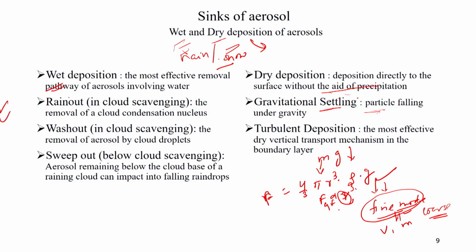The important and very significant sink is wet deposition, the most effective removal pathway of aerosols, involving water. When particles are there in the atmosphere, water is falling, and these water droplets will interact with the particles and scavenge them, and then rain out. This happens in two ways. One is called rain out, or in-cloud scavenging, and the other is wash out.